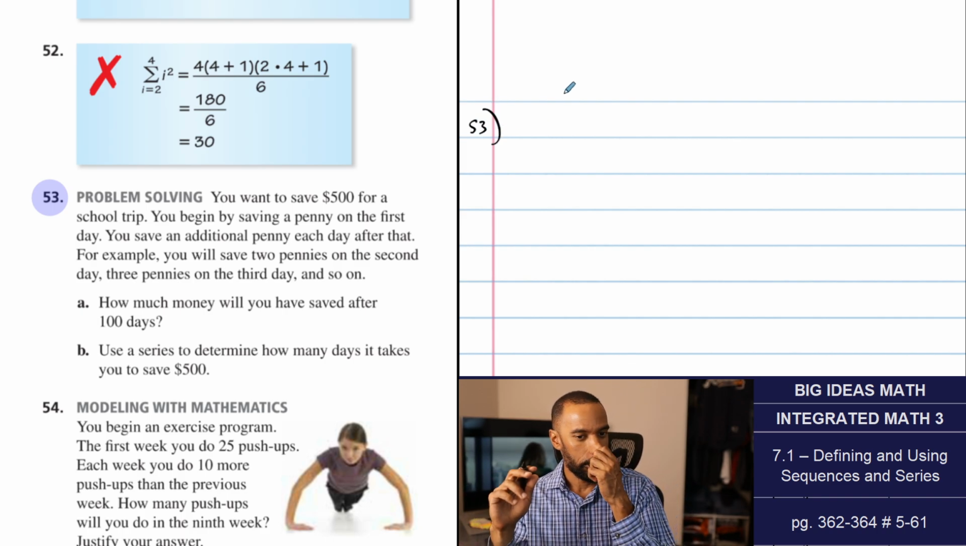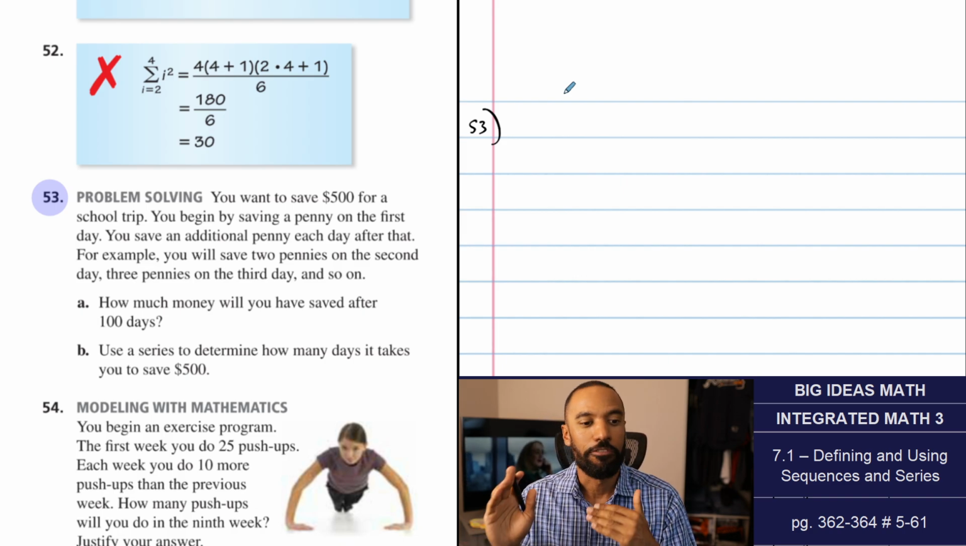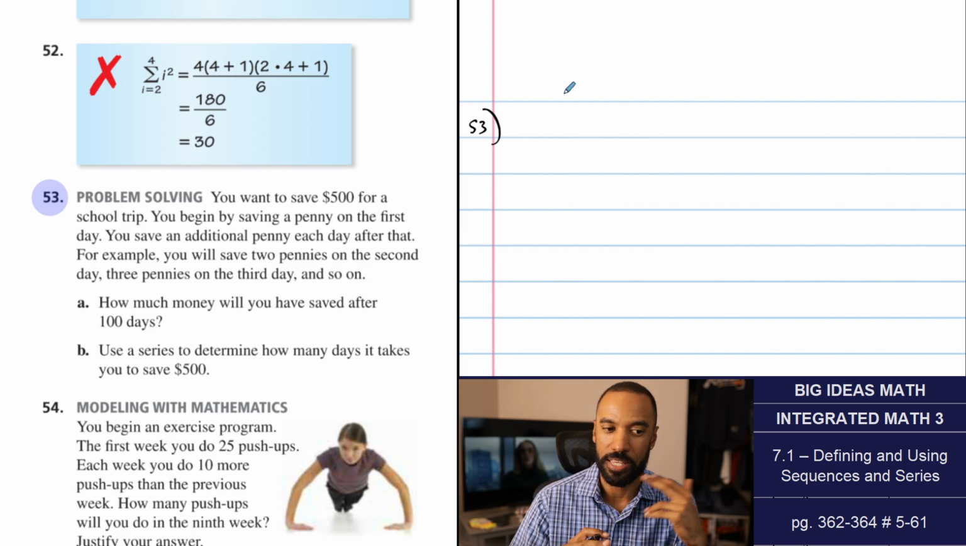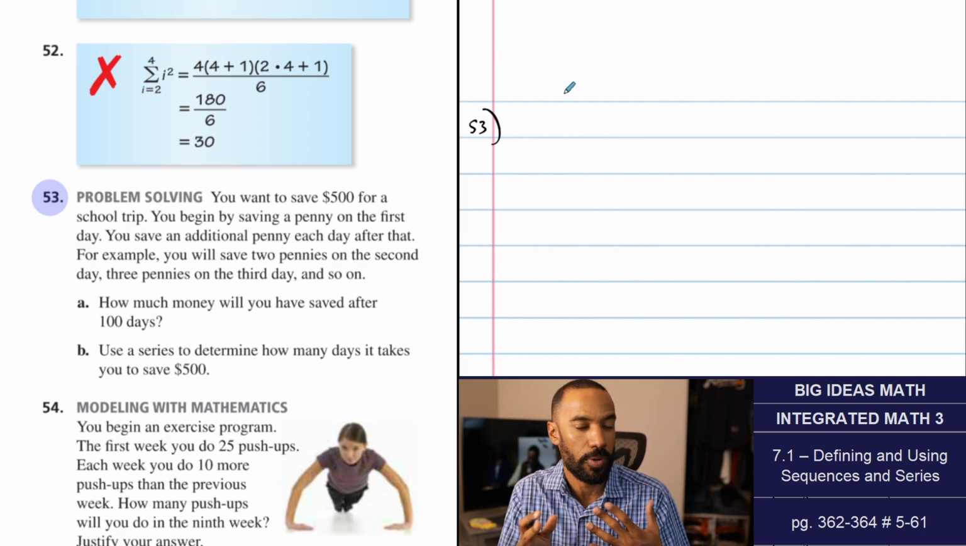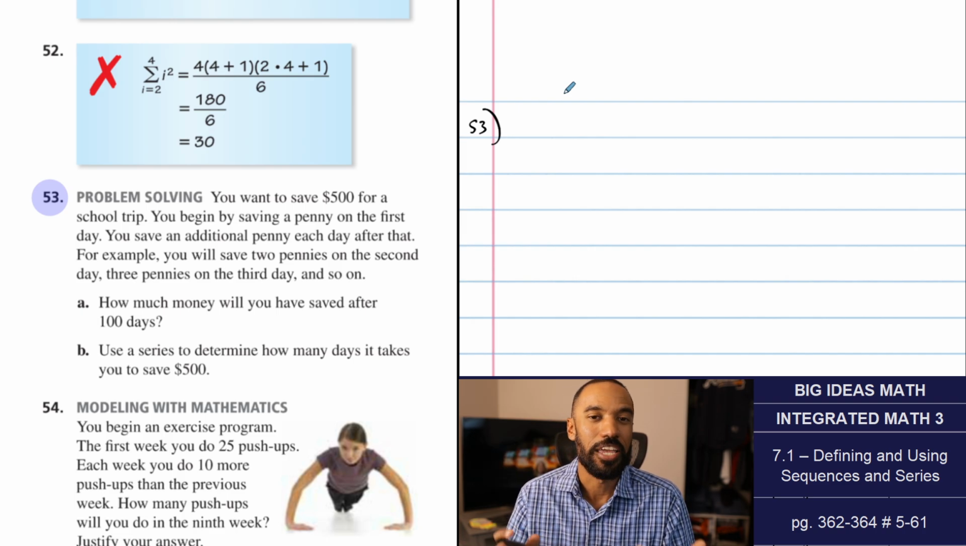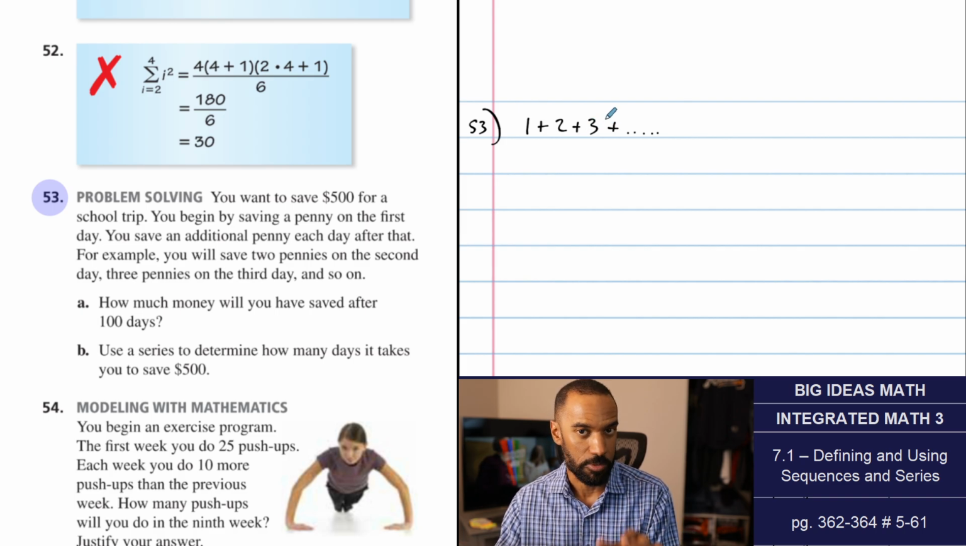But you save an additional penny. They give the example: for example, you will save 2 pennies on the second day. You won't have 2 pennies saved on the second day, otherwise that'll take 50,000 days. You're saving 1 more penny than the day before, and we're adding that. So our sequence looks like 1 plus 2 plus 3 plus etc. This is in terms of cents, in terms of pennies.